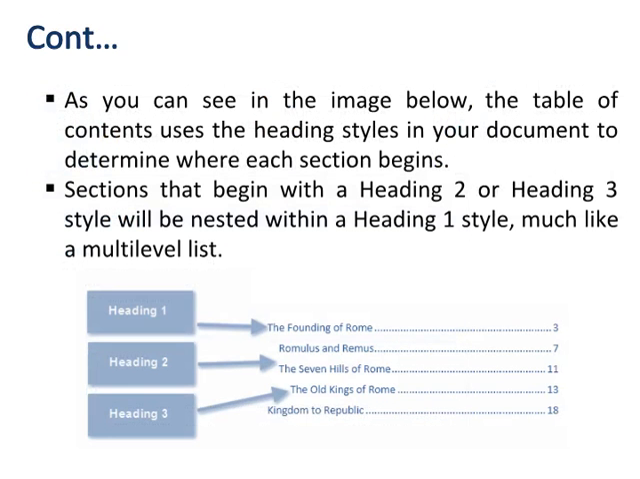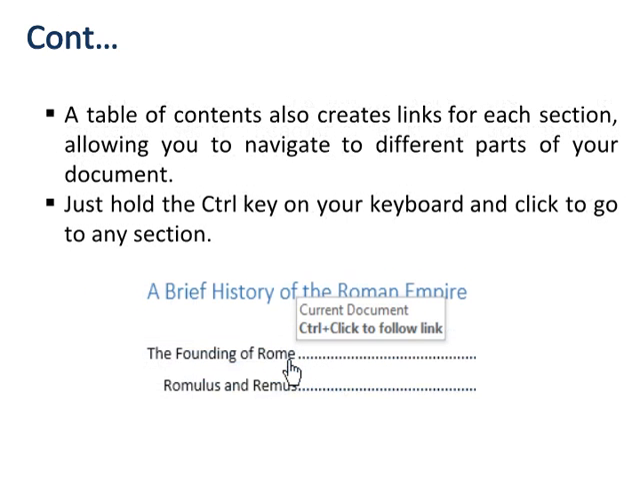As you can see in the image below, the table of contents uses the heading styles in your document to determine where each section begins. Sections that begin with a Heading 2 or Heading 3 style will be nested within a Heading 1 style, much like a multi-level list. A table of contents also creates links for each section, allowing you to navigate to different parts of your document. Just hold the Control key on your keyboard and click to go to any section.